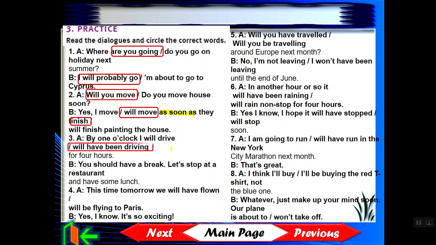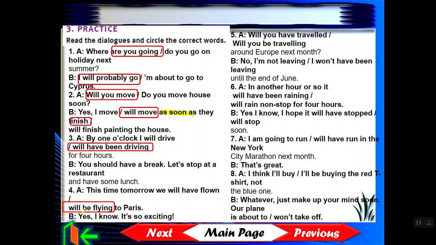Here it is will have been driving. This tense is called future perfect progressive. المضارع التام المستمر. B says you should have a break. Let's stop at a restaurant and have some lunch. Okay? And this time tomorrow. If you look at number 4, we will have flown or will be flying. Of course, will be flying, because here we have this time, a specific time, and tomorrow is the future.